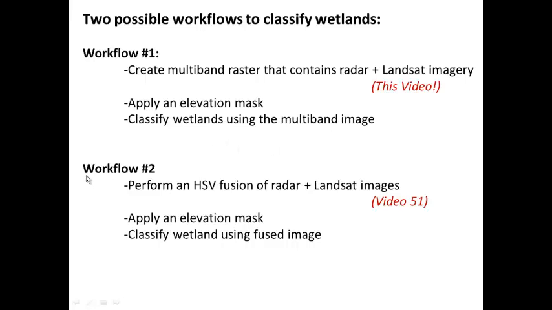The second workflow that we could try would be to perform a hue saturation value fusion of the radar and Landsat images. This is a type of pan sharpening, and this is going to be the topic of the next video. Once we had fused those two images, we would apply an elevation mask, and then we would classify the wetlands using the fused image. So in this video, we're going to start out on workflow number one. I'm going to show you how to sync the radar and Landsat images into a single multi-band raster.